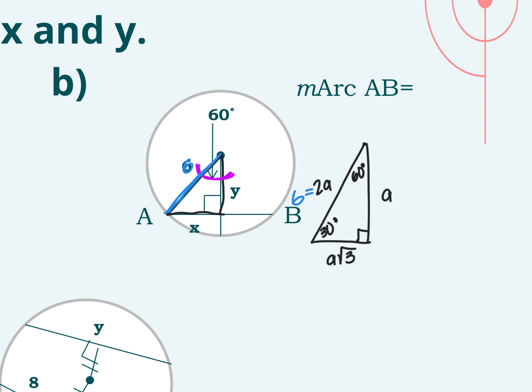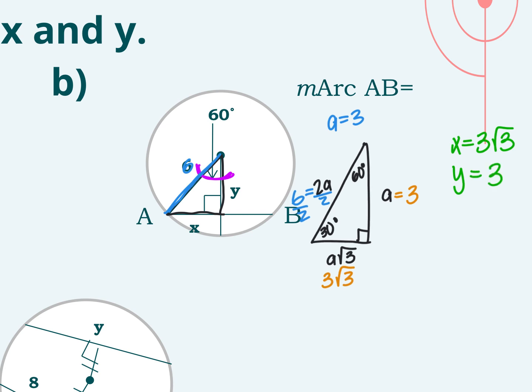3. Good, all you have to do is solve. Divide both sides by 2. A is going to equal 3 and just label everything. This equals 3. This equals 3 radical 3. So I know my answer for x, 3 radical 3. And I know my answer for y, which is 3.